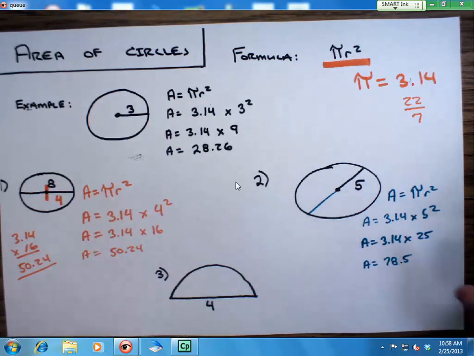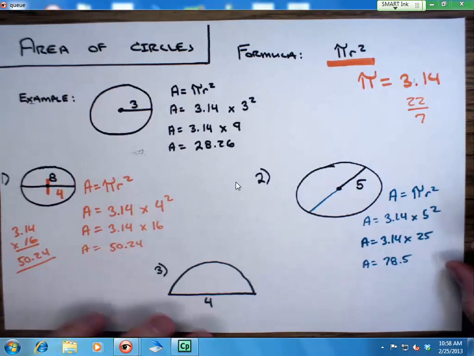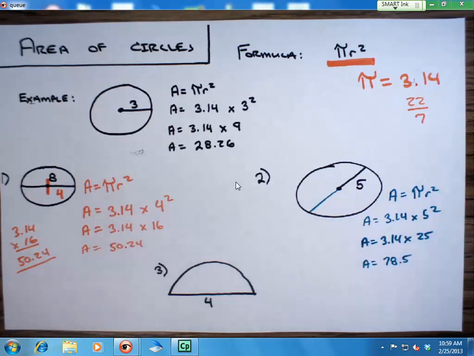Questions on how to find the area for number 1 or 2? Now, number 3 is a little bit different because I don't have a circle here. How do you think I would go about finding the area for this one? Yes, sir, what do you think?